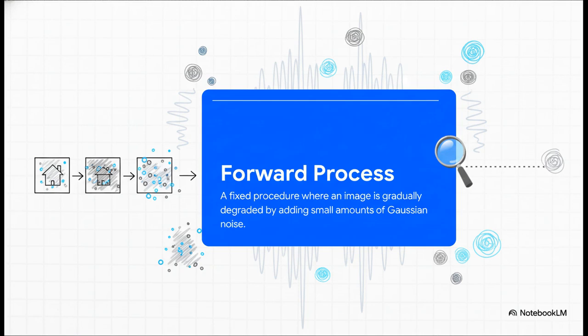So the key thing to remember here is that this isn't just random destruction. It's what the paper calls a fixed procedure. The noise being added follows a very specific, predictable pattern. And the AI is watching this whole process, this controlled decay, and it's learning. It's memorizing exactly how the image falls apart, step by tiny step.